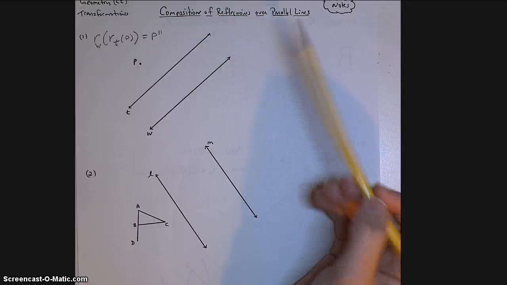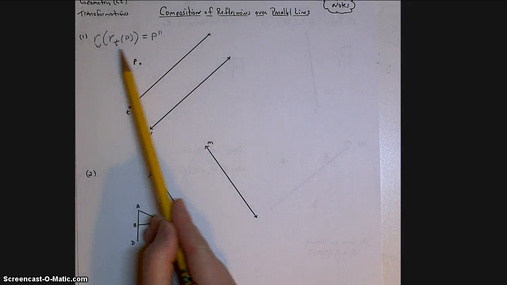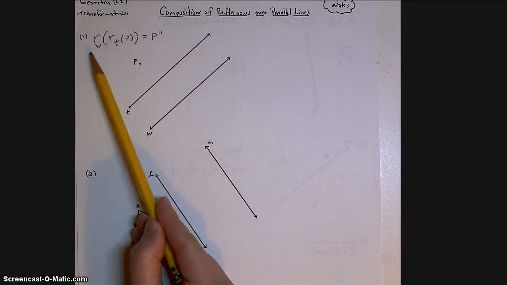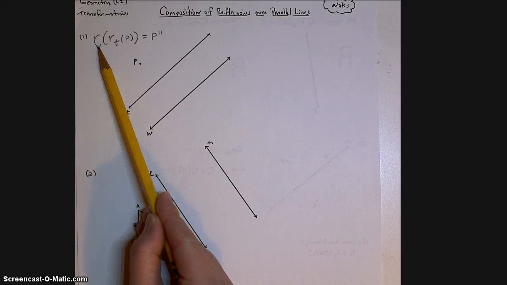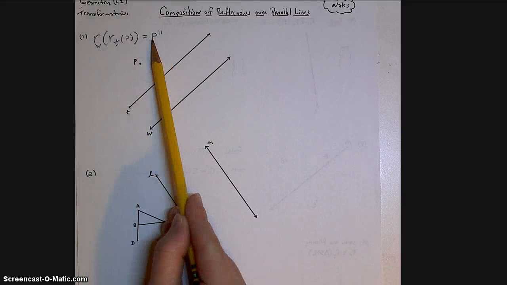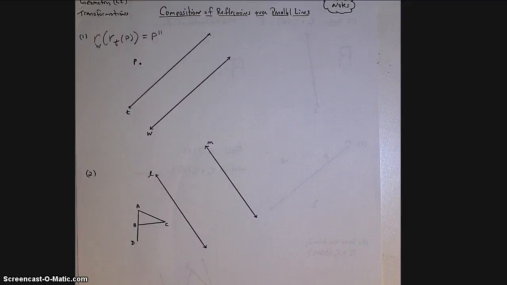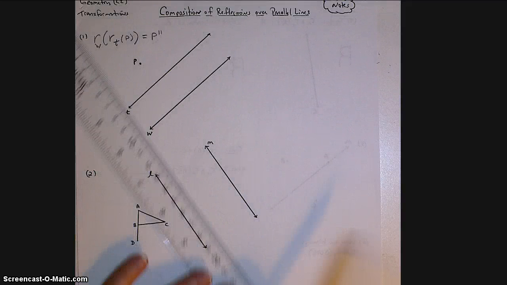Well, the way that we would write that using notation would look something like this, a composition of reflections. So I'd take this point P, reflect over T first. That would give us P prime, then reflect P prime over W to get P double prime. So it's going to look just like what we used to do with reflection.